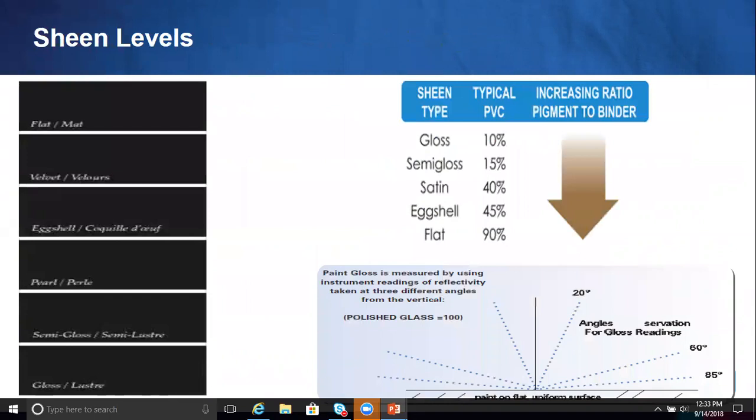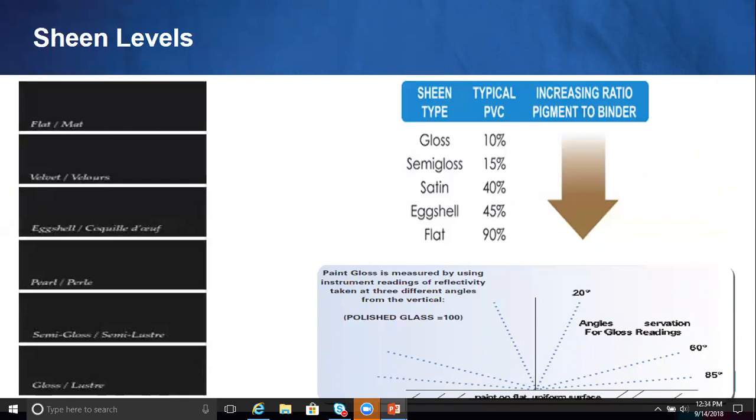The one thing that this slide's trying to show, if you look at the blue box on the right, if you're looking at a gloss sheen type, is the typical PVC, and what PVC stands for is pigment volume concentration. It's the ratio of pigment in the can to hit a certain color versus the binder in the can to encapsulate those pigments. So the higher the sheen, you have a lesser ratio of pigment to binder. It means you have more binder than pigment.